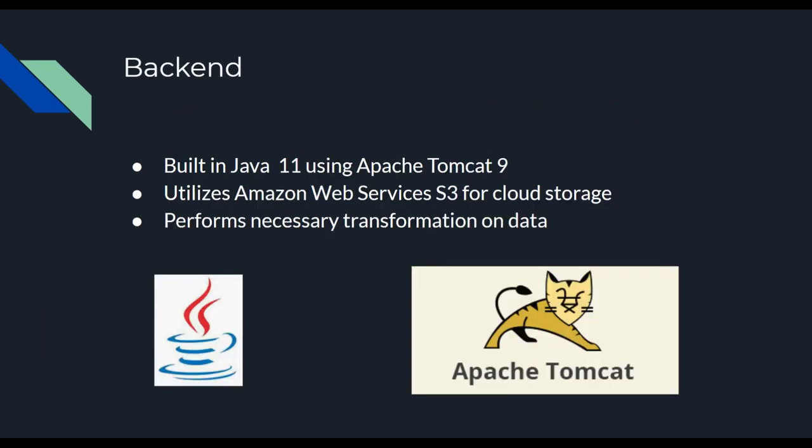The back end of the project was built with Java 11 using Apache Tomcat 9. Apache Tomcat is a servlet container which is used in order to fetch necessary files from our storage service. Our storage service further utilizes Amazon Web Services using what is called the S3 or Simple Storage Service, which is a cloud storage service. The backend also performs all necessary transformations of data so that the web application receives files which can be viewed using our web viewer.